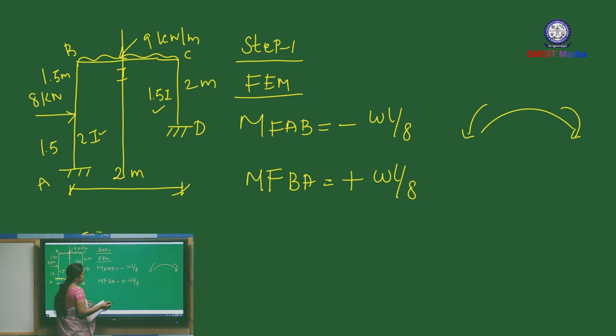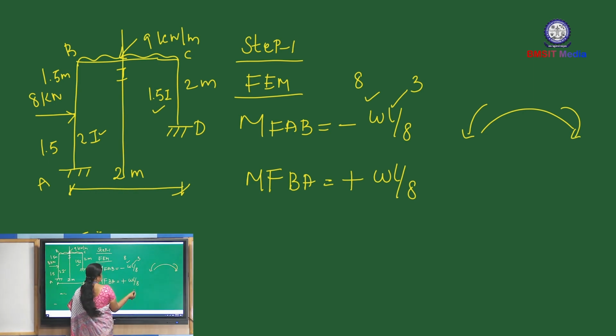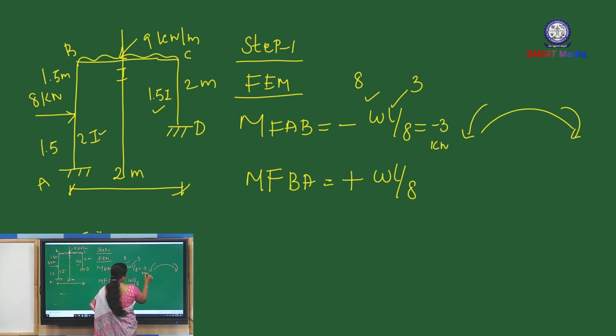Now here W equal to 8 kilonewton. L means length of the span AB, that is 3 meter. L equal to 3 meter, divided by 8. If you substitute these values, we get minus 3 kilonewton meter. Here also plus 3 kilonewton meter.